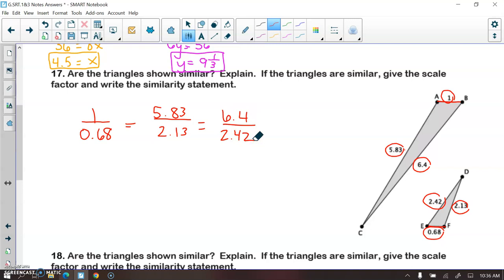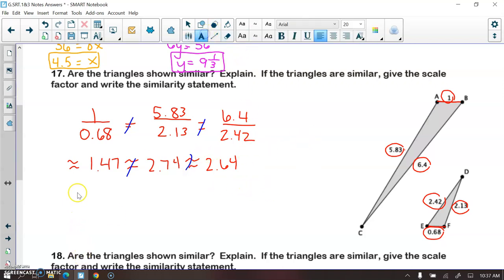So if I use division here, a 1 divided by a 0.68 is about a 1.47, and a 5.83 divided by a 2.13 is about a 2.74, and a 6.4 divided by a 2.42 is about a 2.64. Since these ratios are not equal, that means that the sides are not proportional, so these two triangles are not similar.